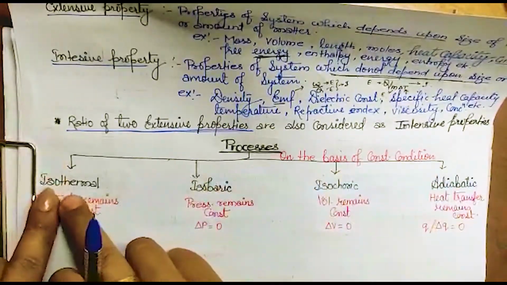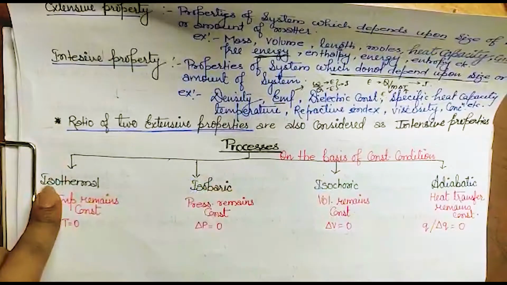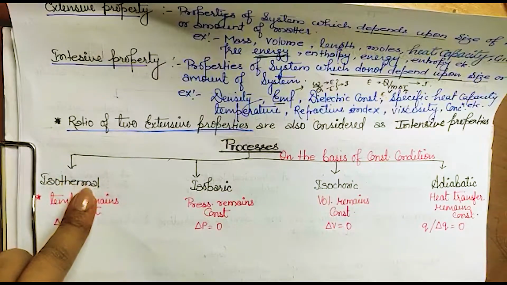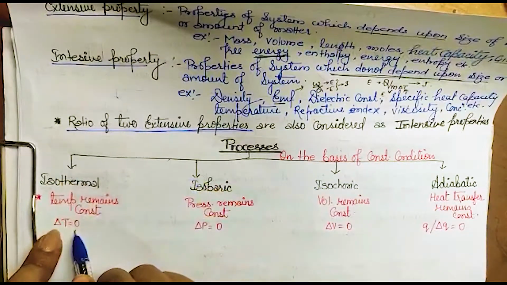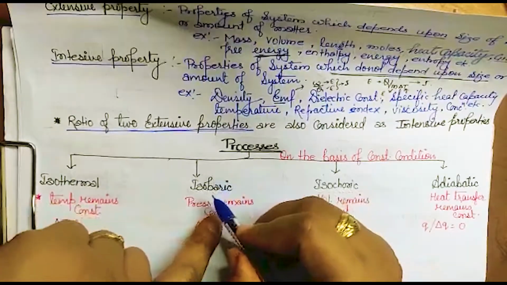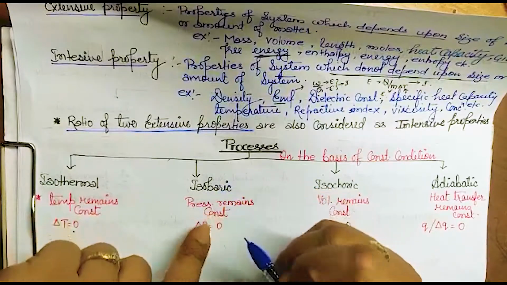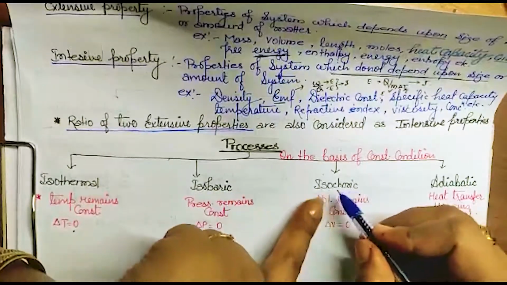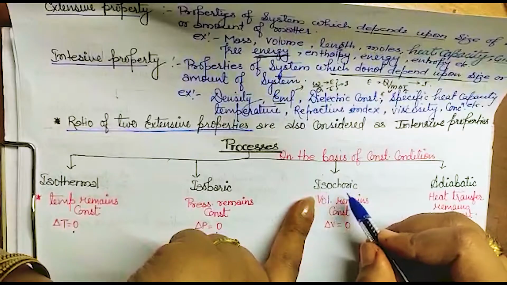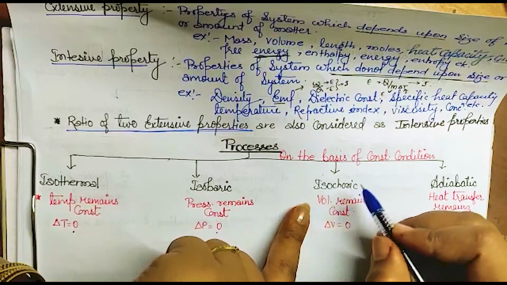Iso means same, we know that. Isothermal, temperature. Where the temperature is the same, that means delta T will be 0. Got it? Isobaric, iso means same, bar means pressure. So where the pressure is the same, that means delta P is 0. Isochoric, iso means same and choric means volume, where the change in volume is 0.